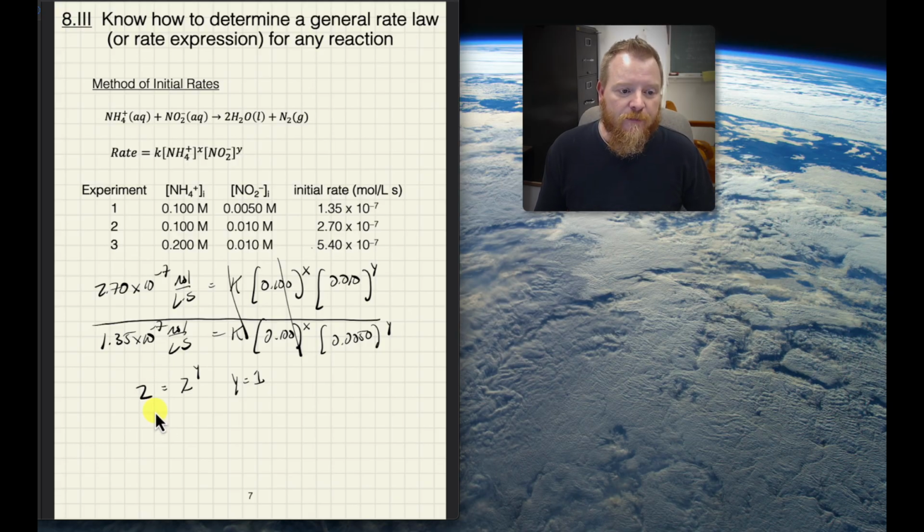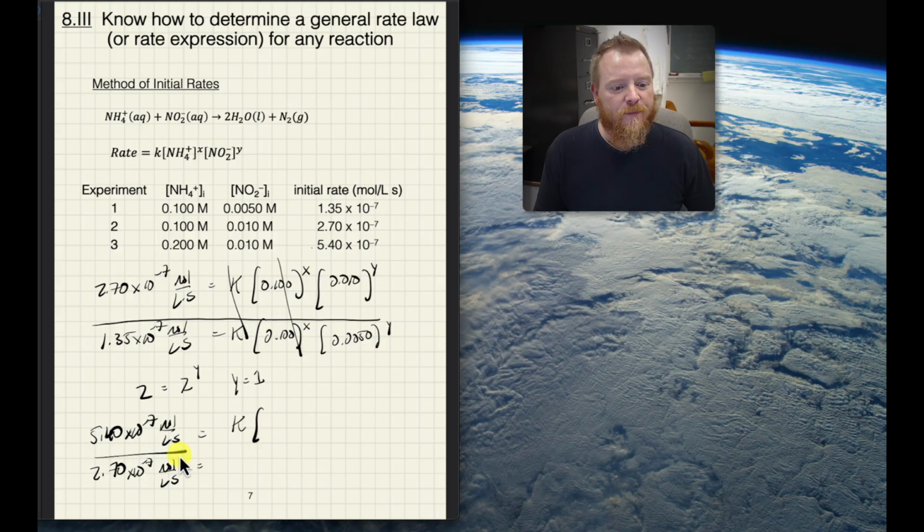Okay? And so now we can do the same thing, but this time we're looking for where the ammonia concentration varies and the nitrite concentration stays the same. So that's experiments 3 and 2. And if we do the same thing there, maybe you can already see what's going to happen in your head, but all the same, let's work through it. So we've got the rate of experiment 3 over the rate of experiment 2, mole per liter per second. And then now all of that equals K. So I'll put that division sign all the way across.